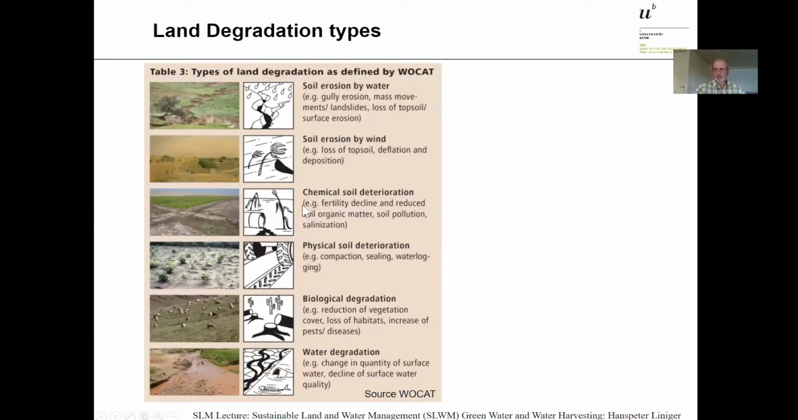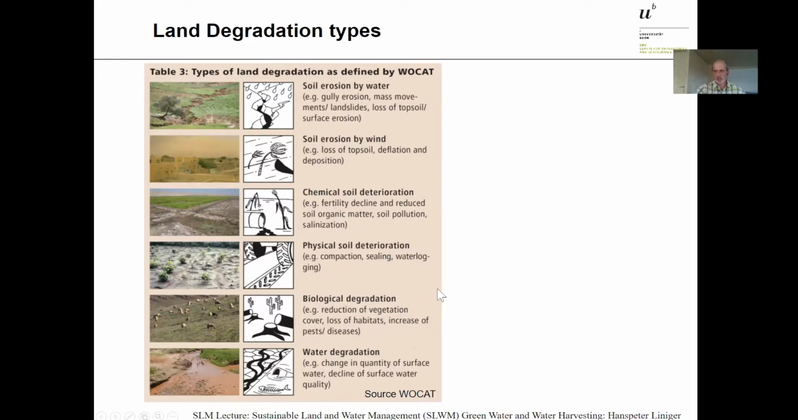Degradation types. 4 types that we see here are dedicated to soils. That shows a bit the emphasis on soil, the bias maybe also on soil. Soil erosion by water, erosion by wind, chemical deterioration, physical deterioration. But we emphasize that there are 2 more.